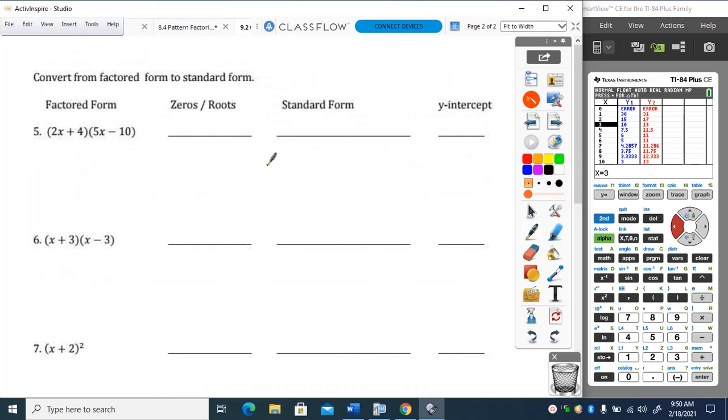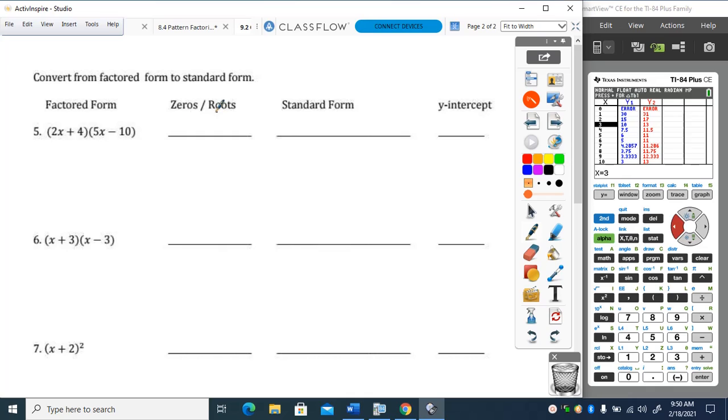There we go. I was nervous for a second. Alright, this time it gave us our factored form. So immediately, if we have our factored form, we can just find our zeros and roots. So let's go ahead and find our zeros and roots. We have 2x plus 4 times 5x minus 10.